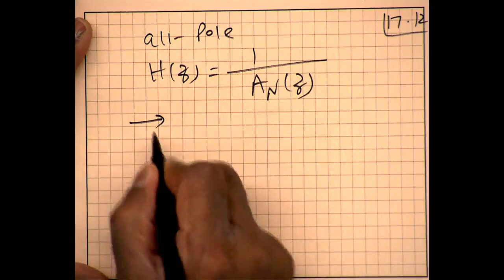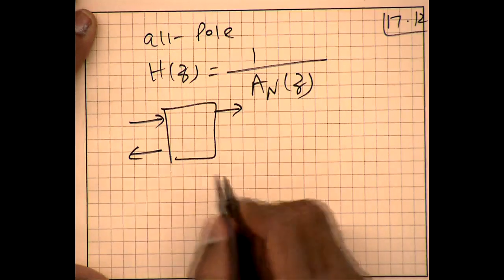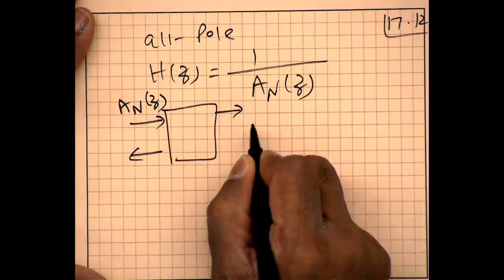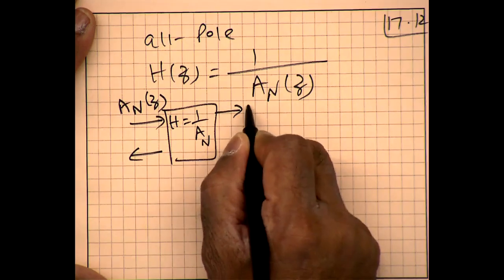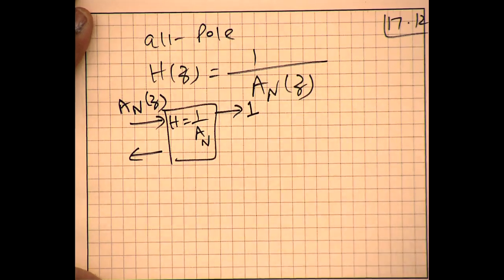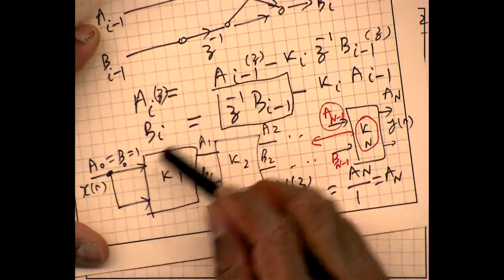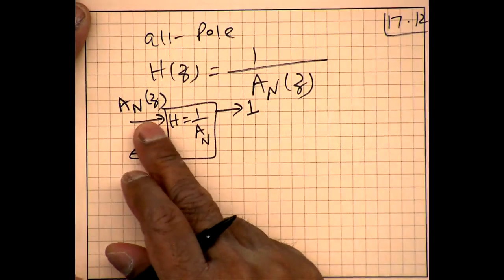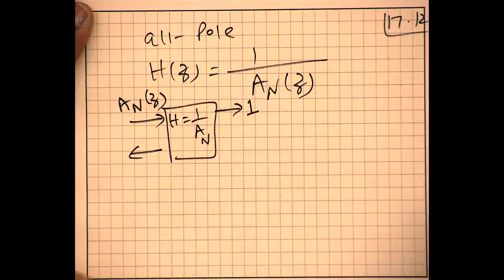Instead, in the IIR filter, the input polynomial will be An, and H of z is 1 over An, and so the output polynomial will be 1. So the design will be such that, instead of starting with polynomial 1 and building all the way to An, we start with the first polynomial as An, and then we get to 1 at the end.